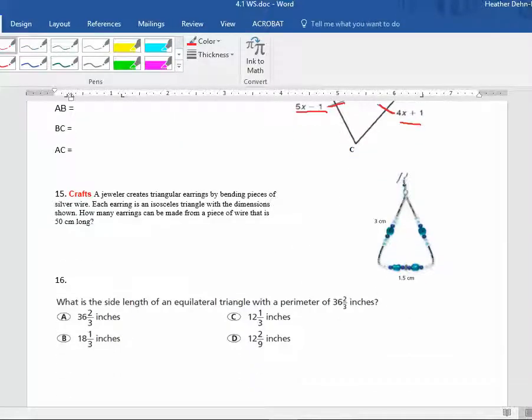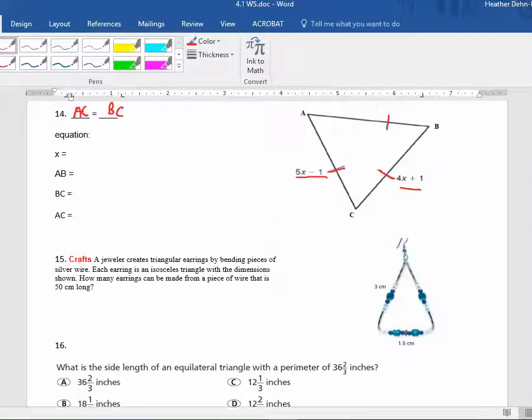Then there's an application problem where you're going to figure out how many earrings can be made from a piece of wire that is 50 centimeters long. And then the last question says, what is the side length of an equilateral triangle with a perimeter of 36 2/3? You need to divide this by 3, so be careful doing that. And that's it for this worksheet.